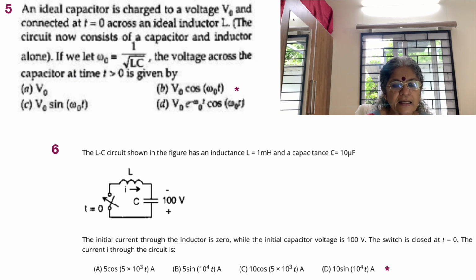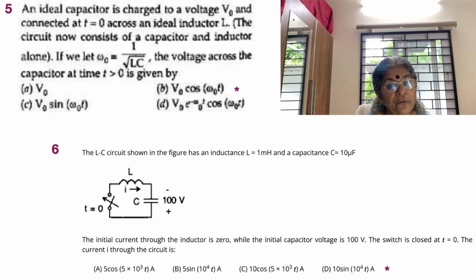Question number 6 says the LC circuit shown in the figure. Of course, we see the figure in this case; we didn't see the figure last time. So again, L and C are together and we are having 100 volts there. The figure has an inductance L equal to 1 millihenry and capacitance C equal to 10 microfarad. We examined the same problem last time and we saw that omega was equal to 1 by root LC, which is equal to 10 raised to 4.